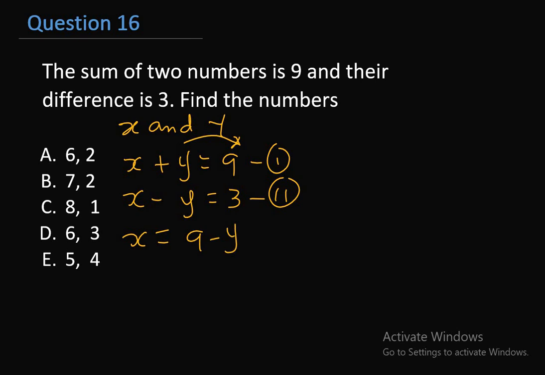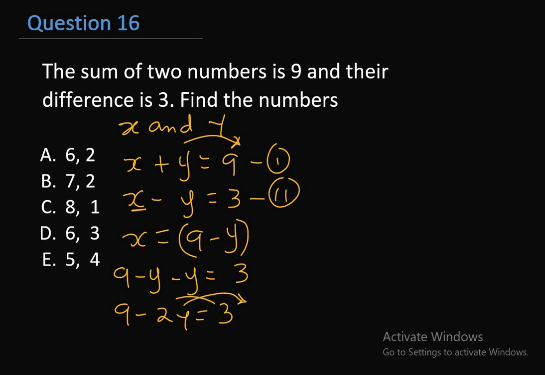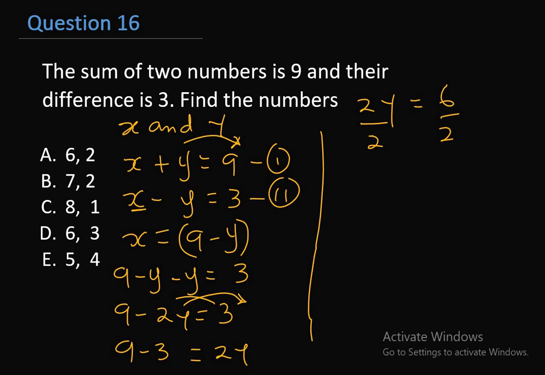Okay? Now, since I made x the subject of the formula in equation 1, I'll go to equation 2 where I have x. I'll replace it with 9 minus y. So I'll have 9 minus y minus y equal to 3. So that you have 9 minus 2y equal to 3. Collect like terms, move minus 2y to the right, bring 3 to the left. You have 9 minus 3 equal to 2y. Okay? So, 2y is 9 minus 3, which is 6. Divide both sides by 2. 2 cancels 2, 2 into 6 is 3. So the value of y is 3.